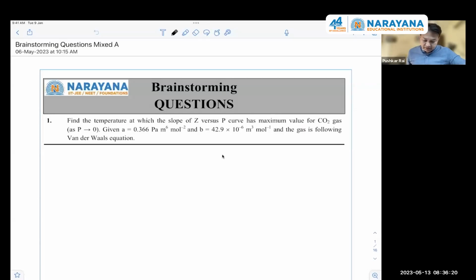This is question number one. Find the temperature at which the slope of the Z versus P curve has the maximum value for CO2 gas. Try to solve this problem. Try to think what kind of questions JEE has asked in real gases, what kind of questions they can ask, and what could be the variation, what they have not asked but can ask, because real gases is a very interesting topic as far as engineering is concerned.